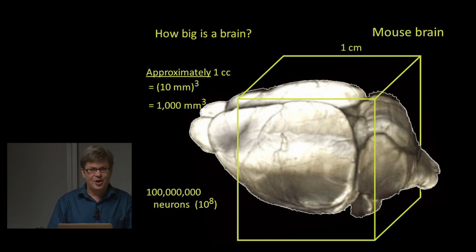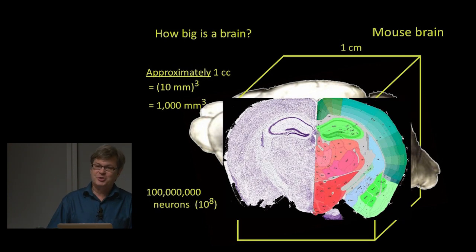100 million neurons is still an awful lot, and at least today, we're not going to study 100 million neurons at a time. So today you have to go down another factor of 10, to something useful to put on the surface of our 1 centimeter cube. This is a slice through the mouse brain from the Allen Brain Reference Atlas.